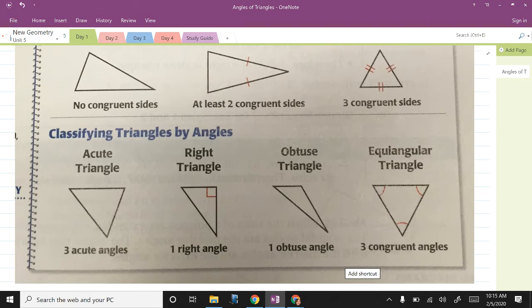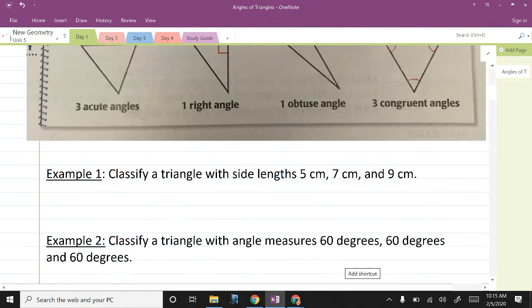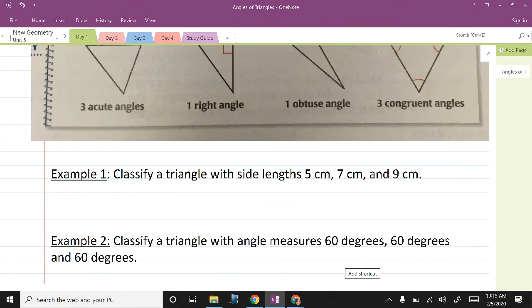Okay. So you don't have to write this down, but just tell me. Classify a triangle with side lengths of 5 centimeters, 7 centimeters, and 9 centimeters. What do you think? Well, first of all, those are side lengths, so it's one of the top three up there. So what would it be? Scalene. They're all different side lengths. So that is a scalene triangle.